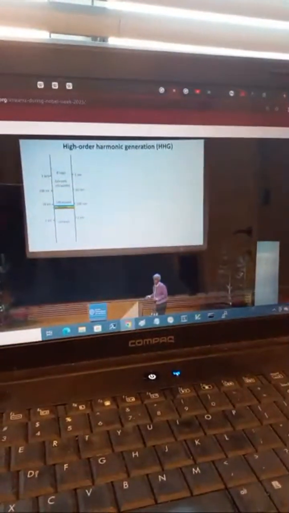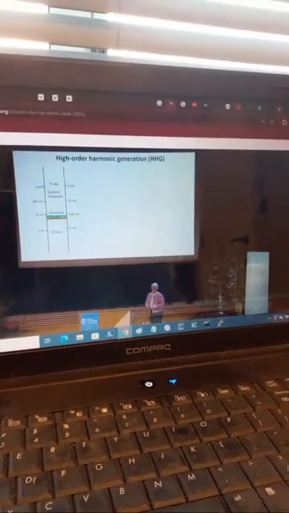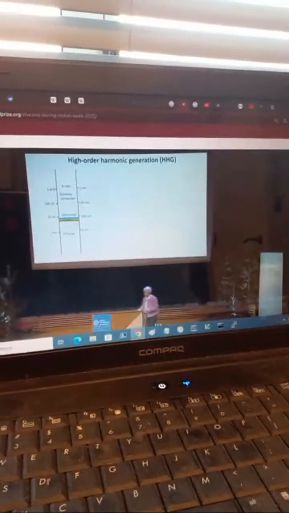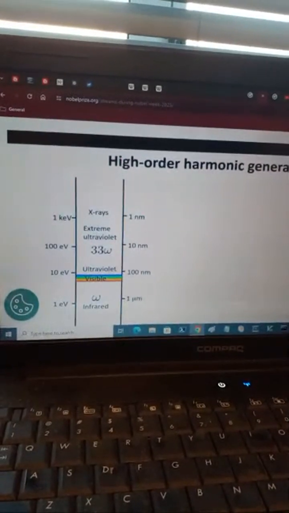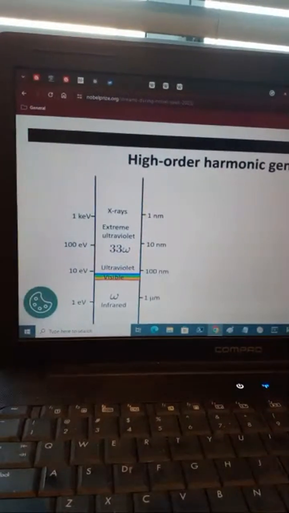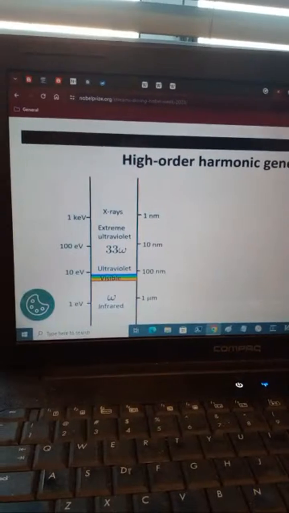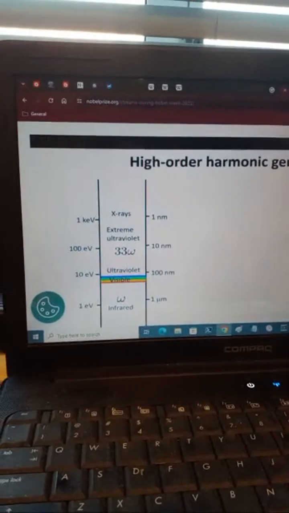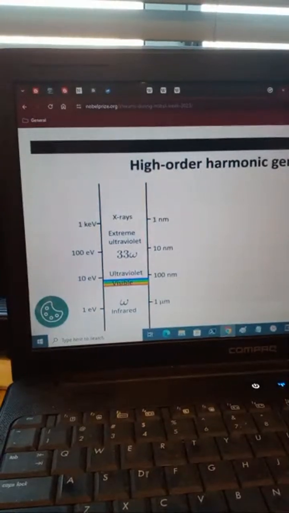Now, if you go from the frequency of the laser light, which is in the infrared region, and you multiply this frequency by, let's say, 33, you end up in the extreme ultraviolet region of the spectrum. So it's below X-rays, but above ultraviolet light. So this light is invisible, and it does not propagate in air, so we have to evacuate.